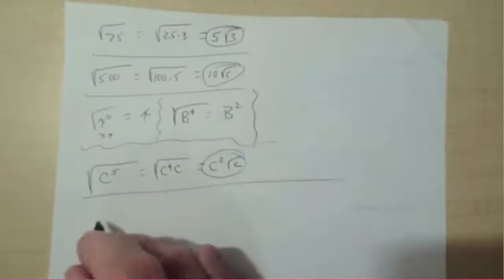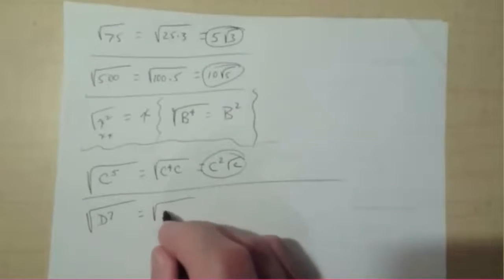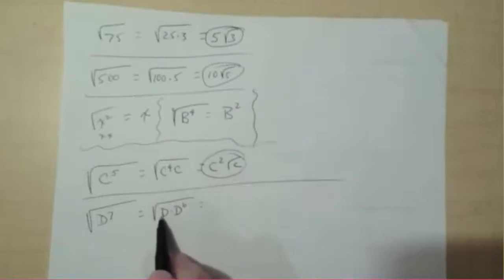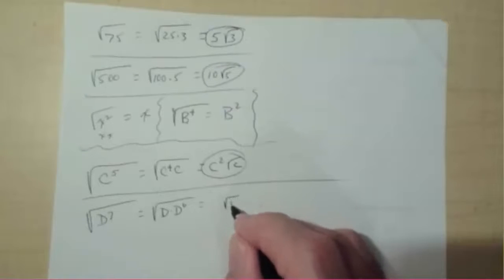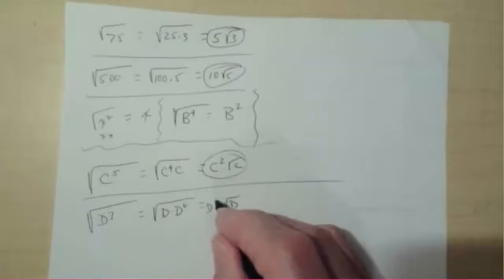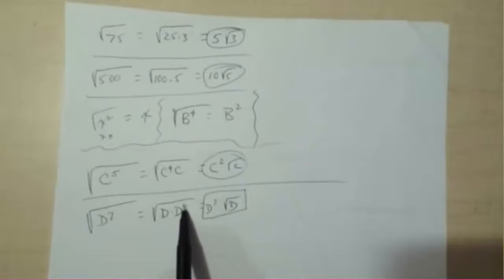And if we have the square root of d to the 7th, remember we want an even number here when our index is 2. So we want square root of d times d to the 6th. Square root of d, we don't know and we don't care. Leave it under the radical. And the square root of d to the 6th is d cubed. All we do is we divide the exponent by 2 or 3 or whatever.